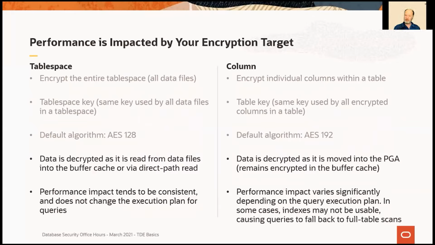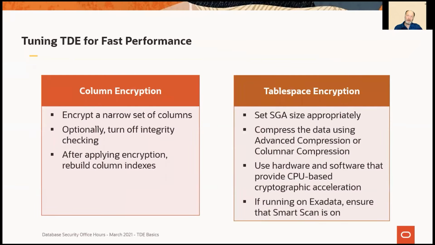Column level encryption, the performance impact is wildly variable. It can be 1% for certain queries. It can be 5,000% for other queries. It all depends upon the execution plan, okay? Now we move on. Tuning transparent data encryption.